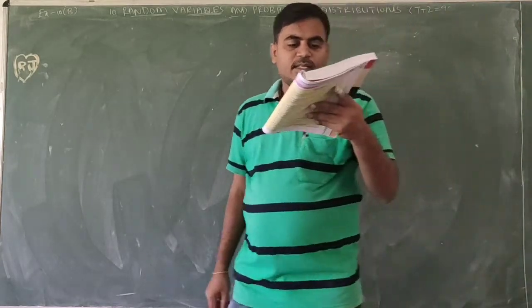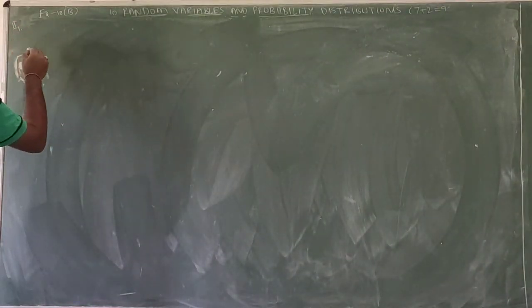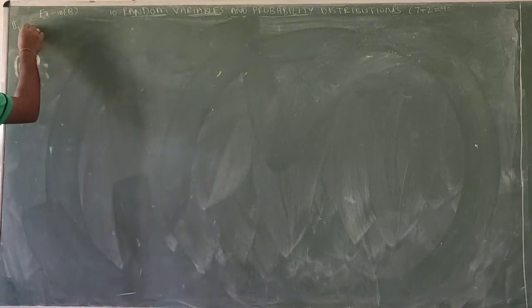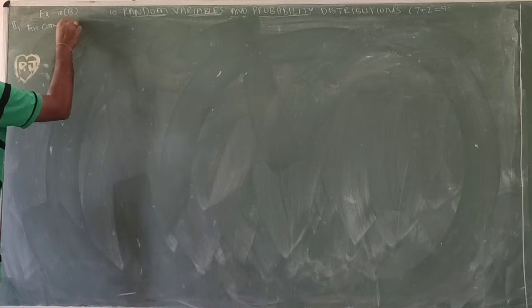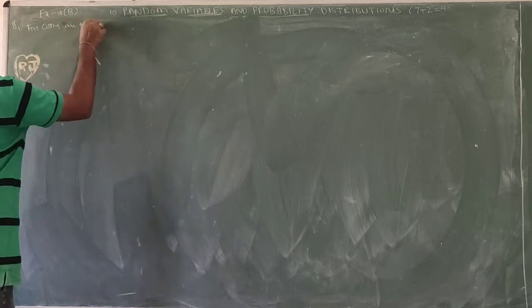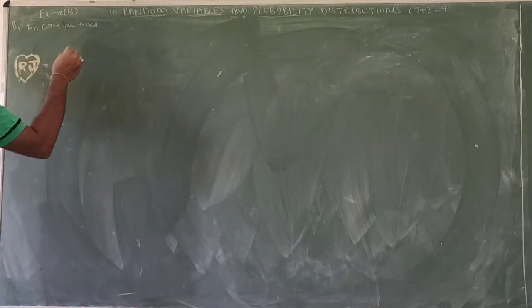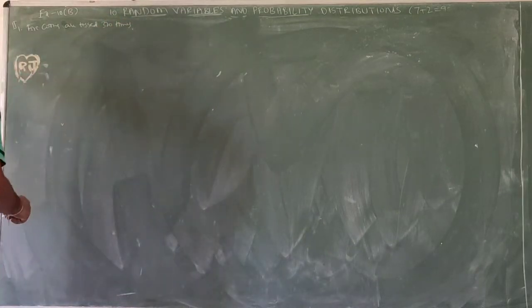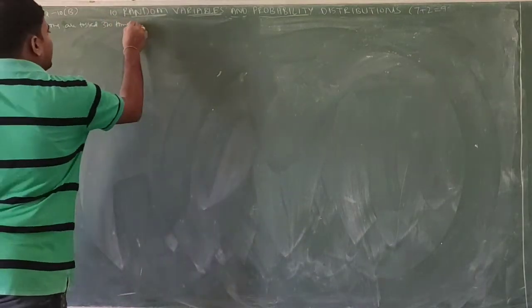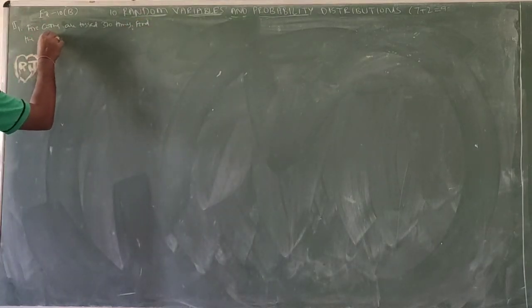Exercise 10B, second bit, first question. 5 coins are tossed 320 times. Find the frequencies.